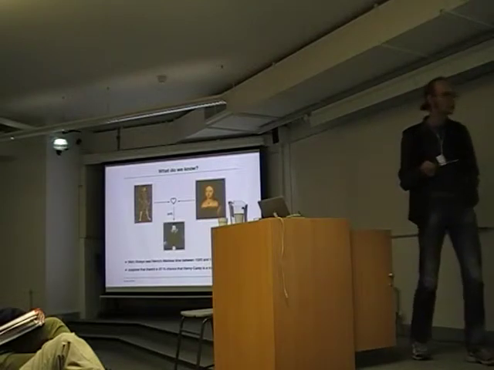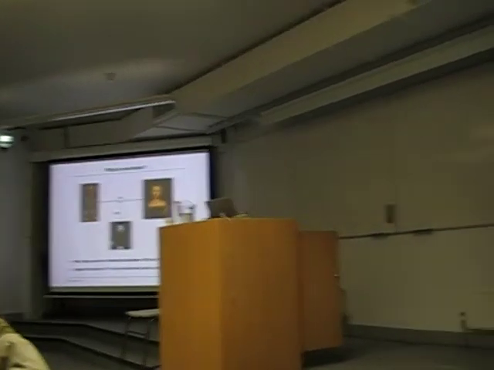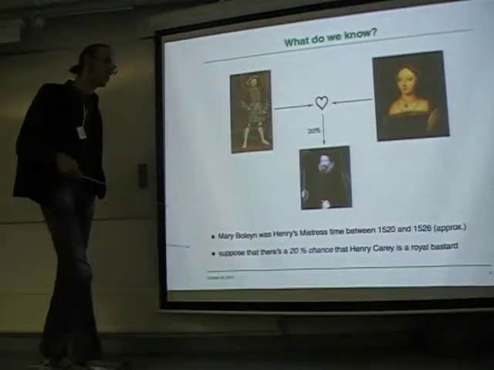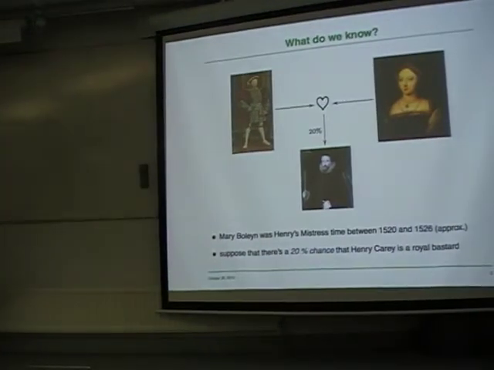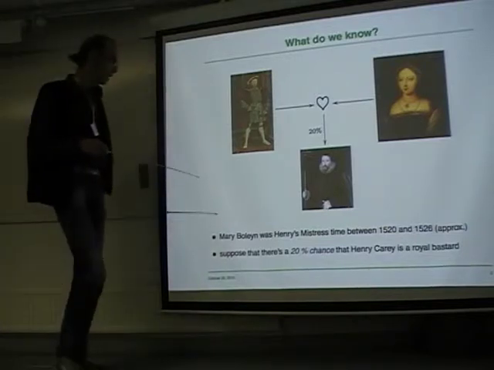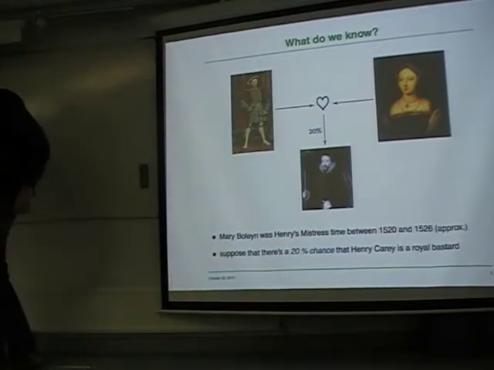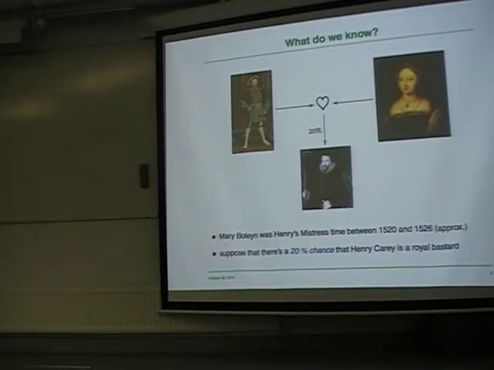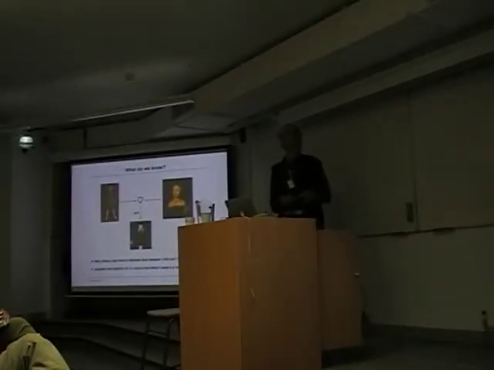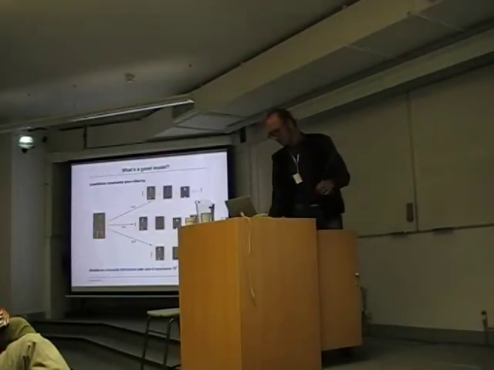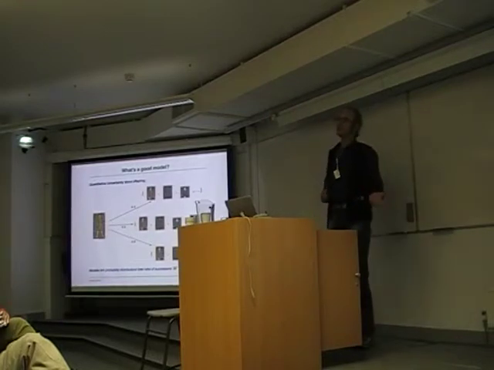So what do we know about the situation? We know that Mary Boleyn was Henry's mistress. I think Mary was Catherine of Aragon's lady-in-waiting at some point. And to make the whole example more interesting, let's suppose that the not yet invented discipline of quantitative late medieval history tells us that there's a 20% chance that Henry Carey is actually a son of Henry VIII. Okay, so we have some quantitative uncertainty.